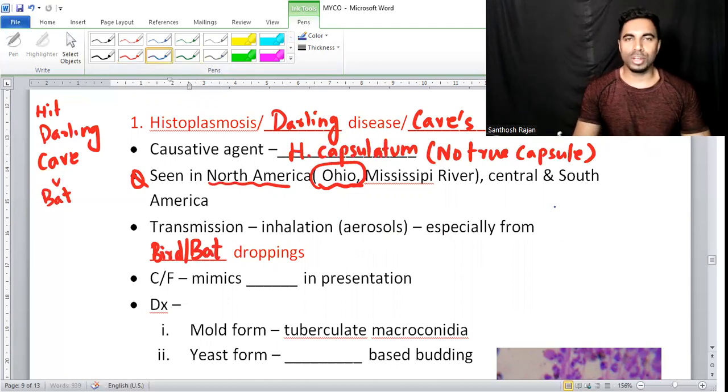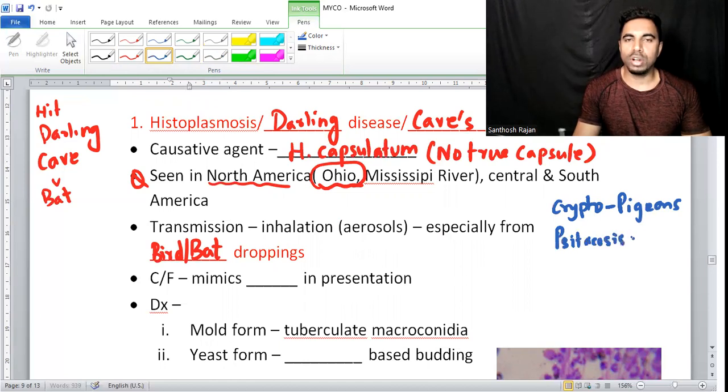And if you remember, for cryptococcus, what is the source? It's the pigeon droppings, okay? And remember one more, psittacosis, Chlamydia psittaci. There, which bird did we say? Parrot. See, these are the important bird-related diseases.